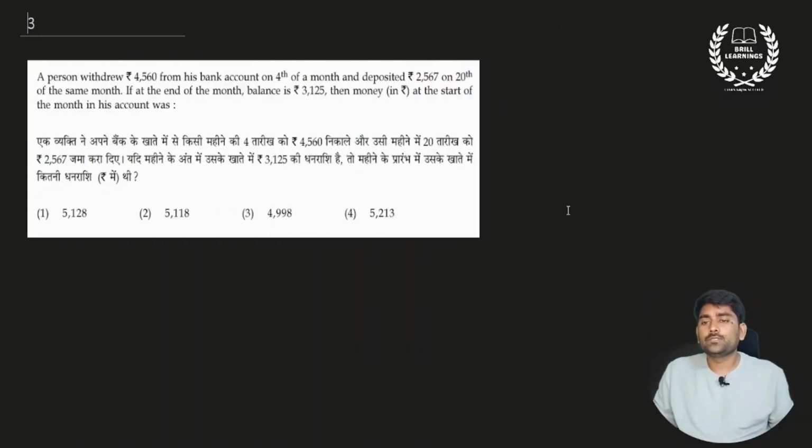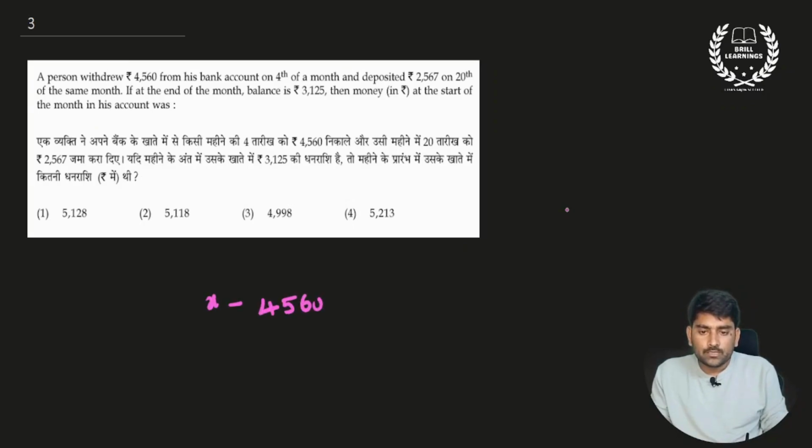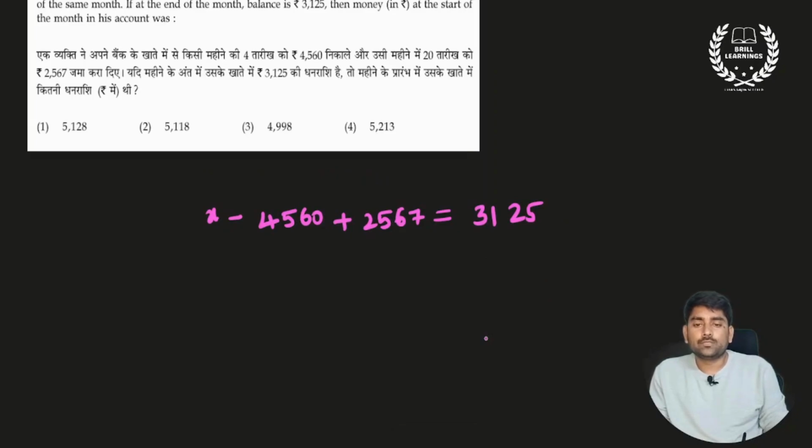In this question, let us assume the person initially has X rupees in his bank account. So X rupees. Out of this amount, he withdrew 4,560 rupees on the 4th of the month and deposited 2,567 on the 20th of the same month. So add that amount, 2,567. Still, he has 3,125 rupees in his account. That means it has to be equal to 3,125. Solve this equation, you will get the answer.